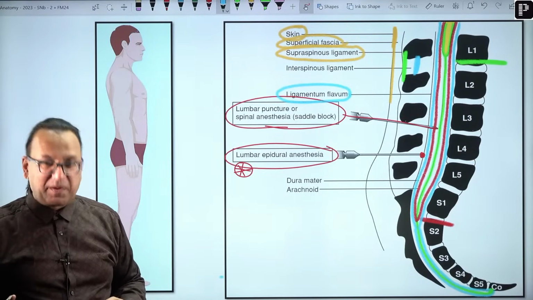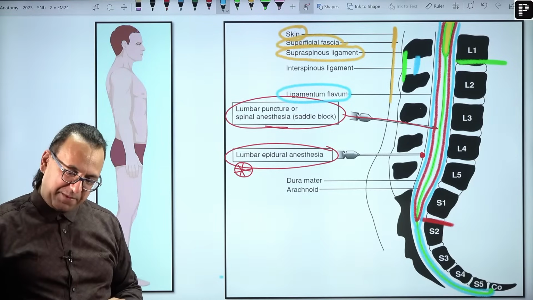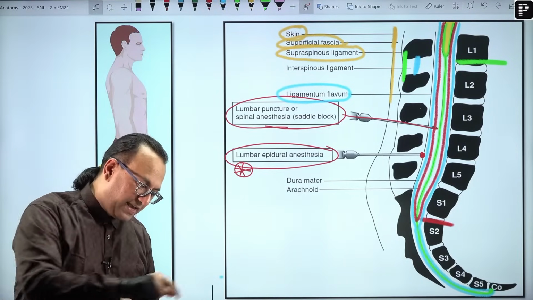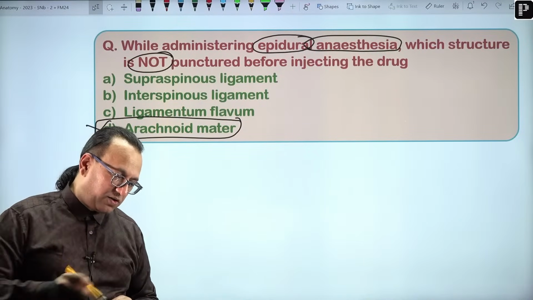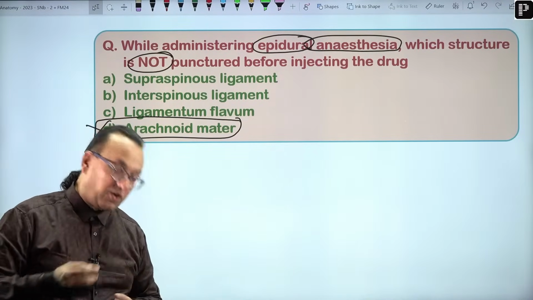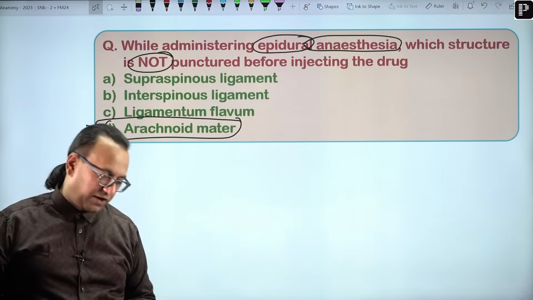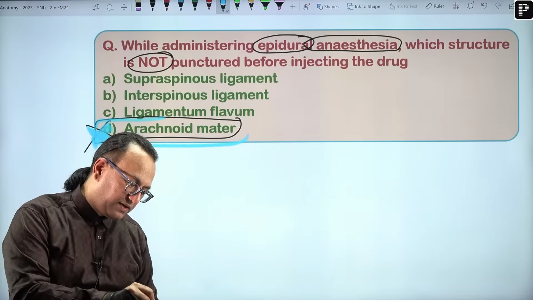आपको ड्यूरामेटर पंक्चर नहीं करना है और एरेक्नॉइड तो करना ही नहीं है अगर आप एपिड्यूरल एनेस्थीसिया दे रहे थे. तो आपका क्वेश्चन ये है यहाँ पर, जैसे आप देख सकते हैं, it is epidural and because you are giving epidural you are not supposed to puncture any meninges, not dura mater, not arachnoid mater. So the only possible answer is choice number D.